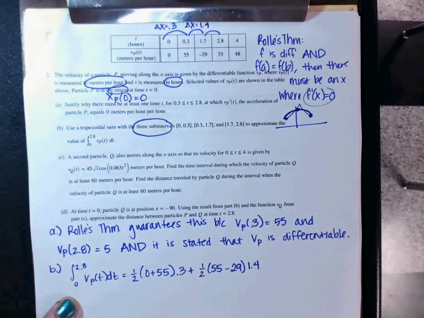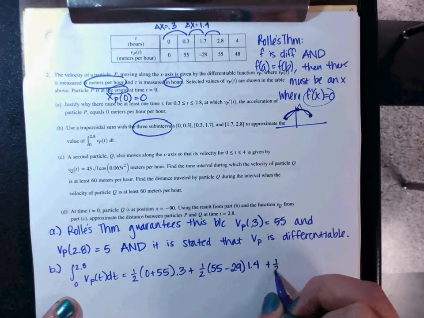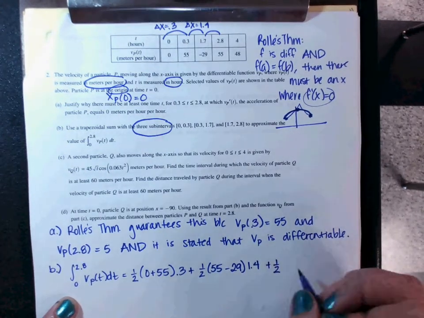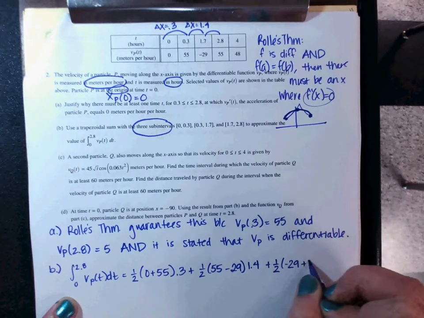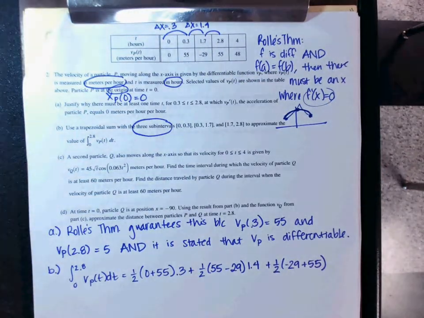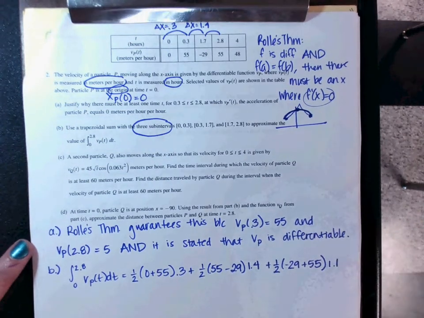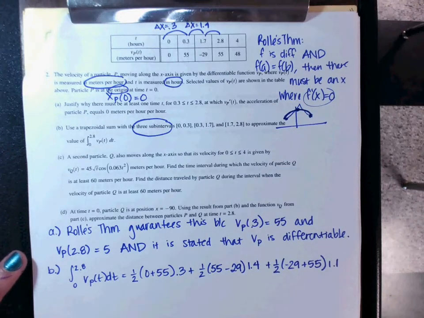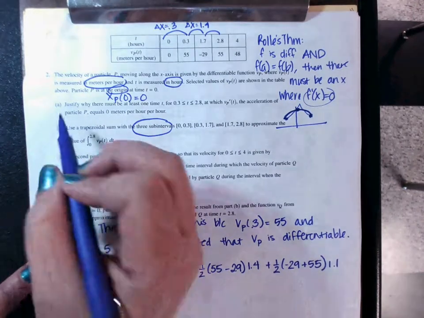Okay, then for my third and final one, I have a 1/2 here in the front. Then I'm doing negative 29 plus 55. And then the width between those two, if I do 2.8 minus 1.7, I get 1.1 as my width. Okay, then I'm not even going to add it up. I'm just going to be like, check, boom, done.